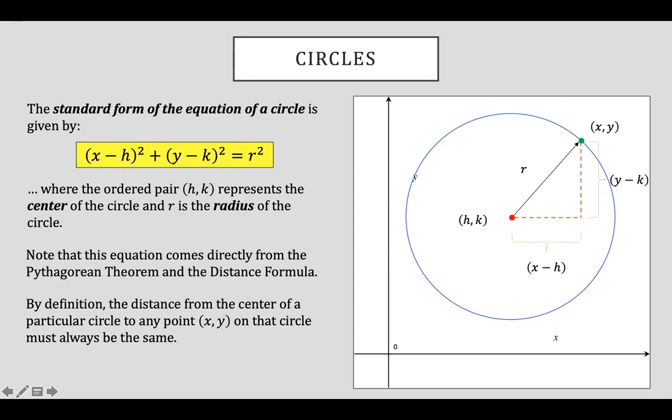Well, taking the square of x minus h, that's (x − h)², plus (y − k)², according to the Pythagorean theorem, would have to equal r². Again, the sum of the squares of the sides of a right triangle is equal to the square of the hypotenuse. In this case, the radius is the hypotenuse of this right triangle.